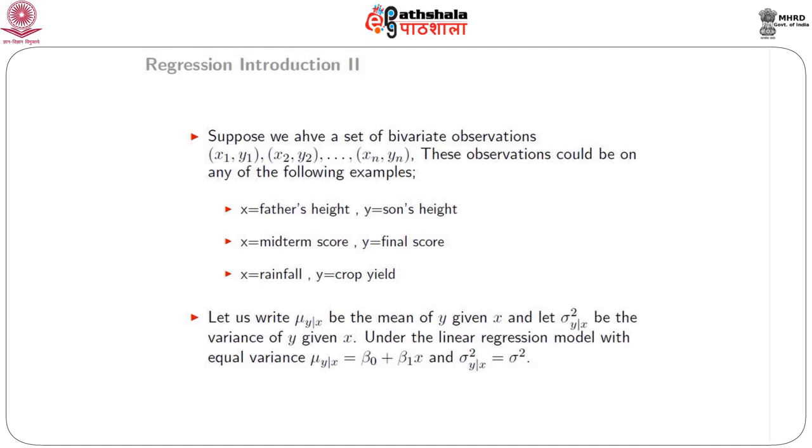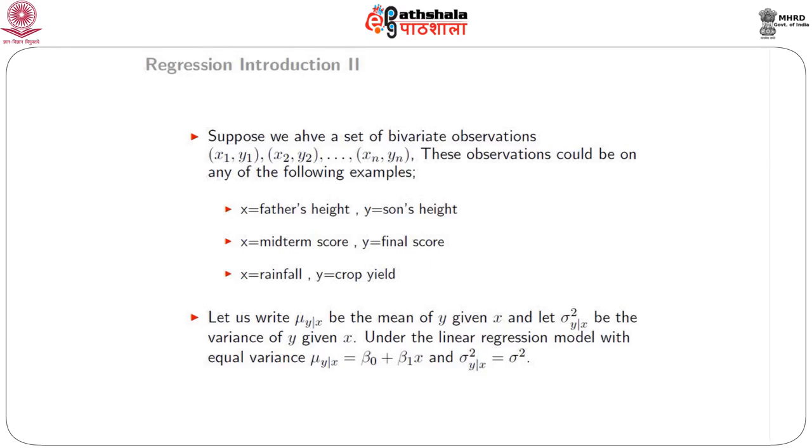Similarly, we can have another example where x is the midterm score of a student and y is the final score. Again, x could be rainfall and y could be the yield of crop. In each of these cases, there is an underlying chance that x and y are correlated to one another, and thus fitting a simple linear regression model is appropriate.